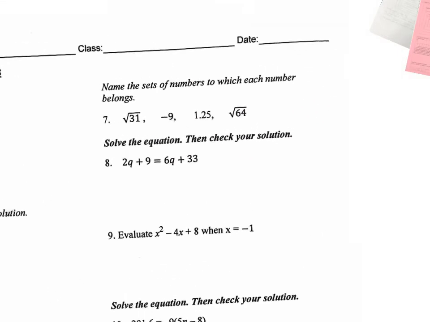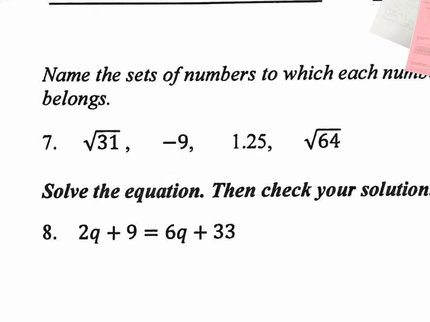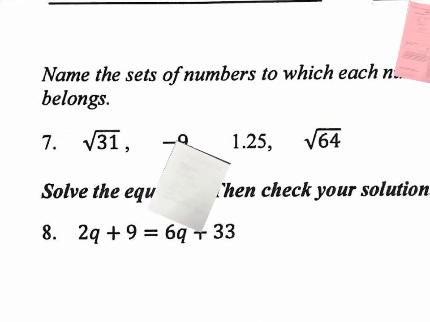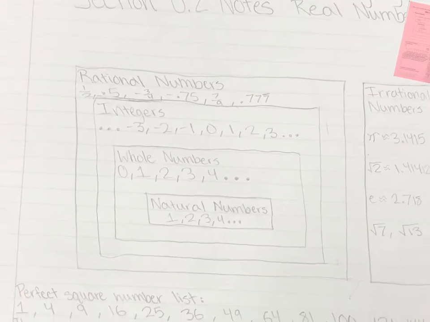Now, number 7 is a little different than what I have on the videos from last year on the review. So I want to go over number 7 right here with you guys. So in order to understand how to name the sets of numbers to which each number belongs, I guess there's different ways of tackling this problem. You could classify the square root of 31 and give it a name and see all the different groups it belongs to. And in order to do that, you have to go back and review your notes from the beginning part of the school, right?